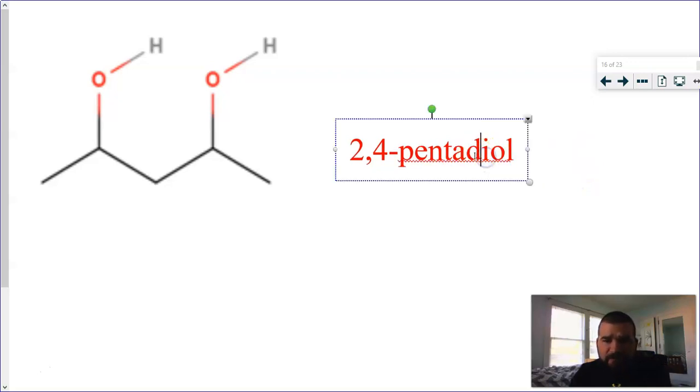And this is the first time we've seen a prefix with a functional group. So there's 2 alcohols. I number them both. One's on 2, one's on 4. And I just call it a diol.